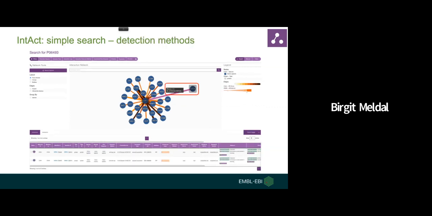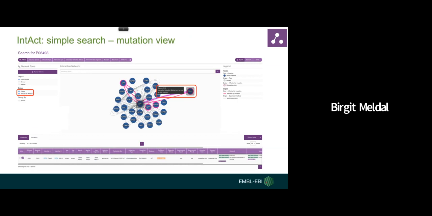And if we drill down into some of the details, if you click on the edge, it will show you a summary in the tooltip and then display the interactions that are behind this edge in the table. So in this case, there are two interactions, a co-IP, an anti-tag and an anti-bait co-IP, for example.